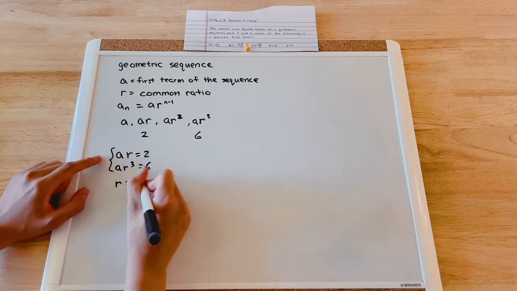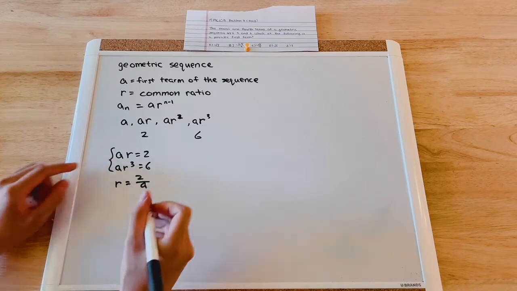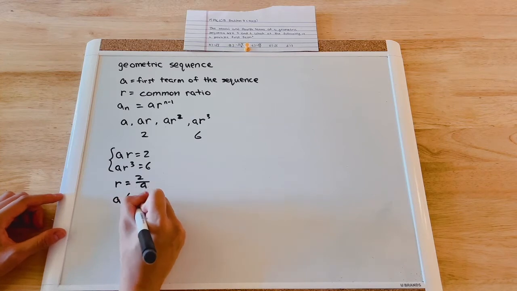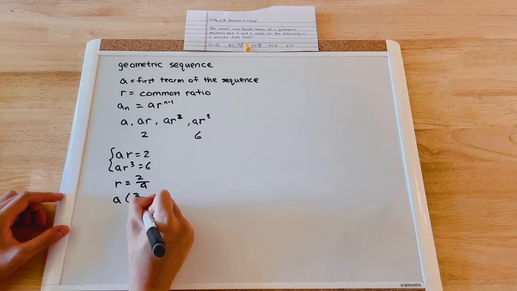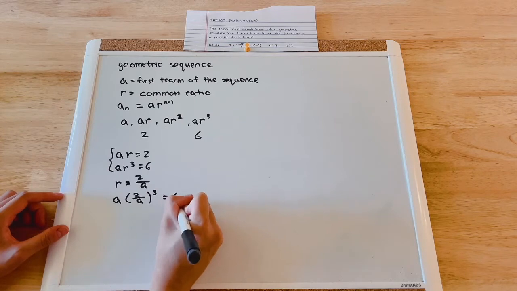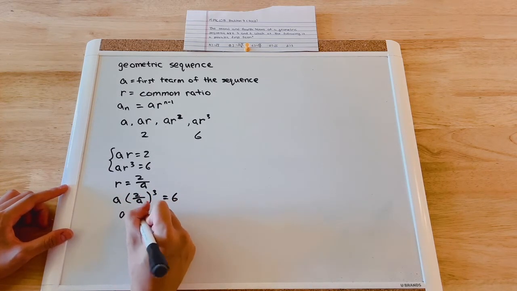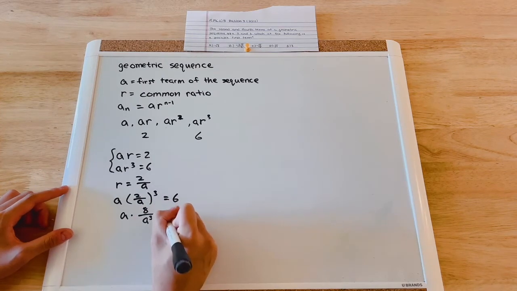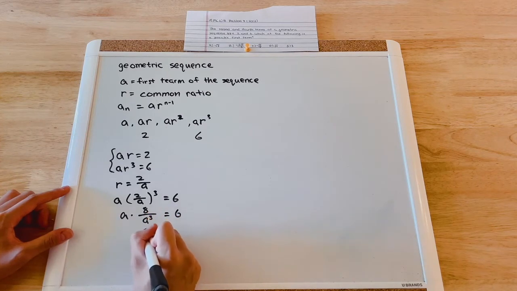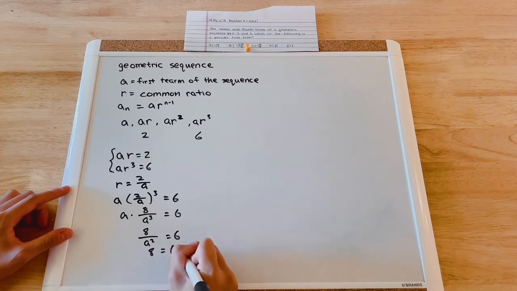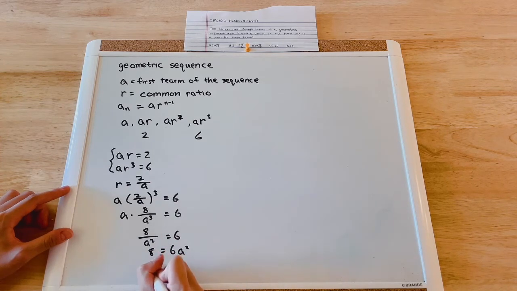So R from the first equation would equal 2 divided by A. And then if you substitute that into the second one, it would be A times 2 divided by A, to the third power, and that equals 6. So what is this? Let's separate it out. A times 2 to the third power, which equals 8, divided by A to the third power equals 6. And then you divide, so 8 over A squared equals 6. 8 equals 6 times A squared. 8 over 6 equals A squared.